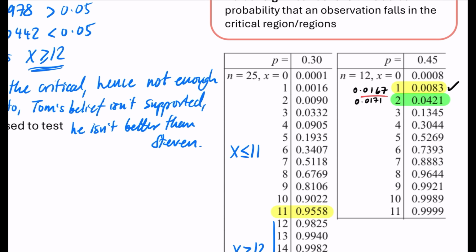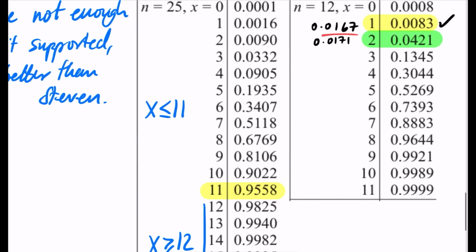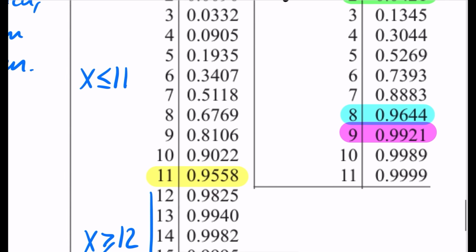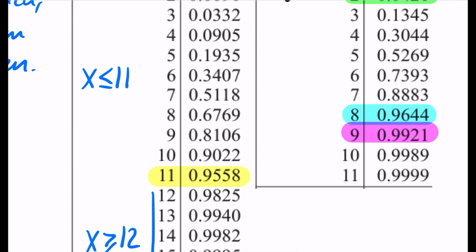And then at the other end, we need to decide which is closest to 0.975. So it's a choice between this one or this one, the blue or the pink. I think it's pretty obvious that it's going to be this one, but if I just check 0.975 minus 0.9644, that one is 0.0106, and then 0.9921 minus 0.975, that one is 0.0171. Oh, they're both so close. So the closest is this one.